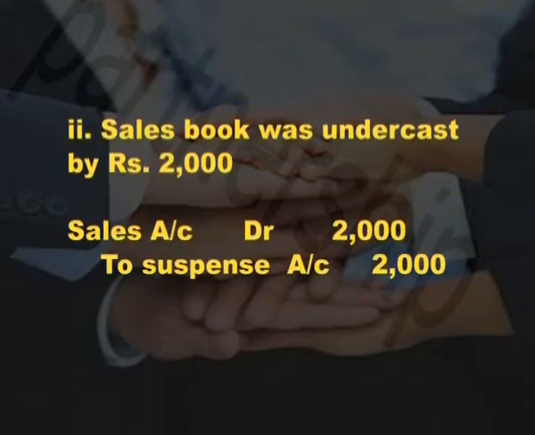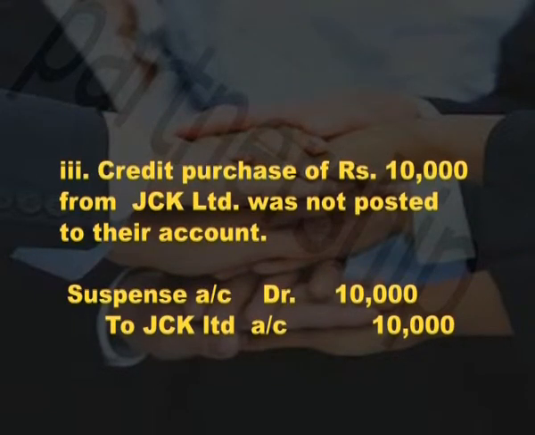Second one, sales book was undercast by rupees 2,000. Sales account debit 2,000 to suspense account rupees 2,000. The third one, credit purchase of rupees 10,000 from JCK Limited was not posted to their account. Suspense account debit rupees 10,000 to JCK Limited account rupees 10,000. Now, let us see some more examples on rectification of errors.